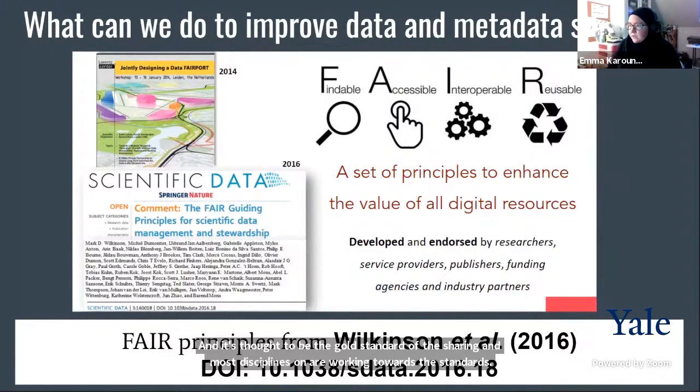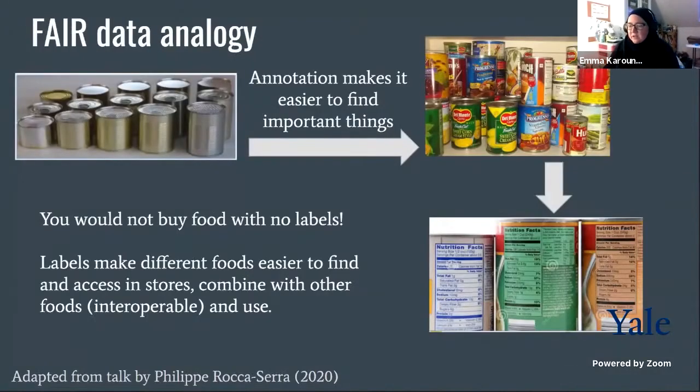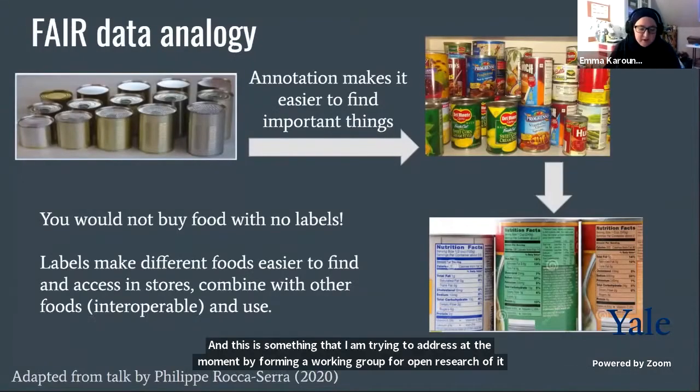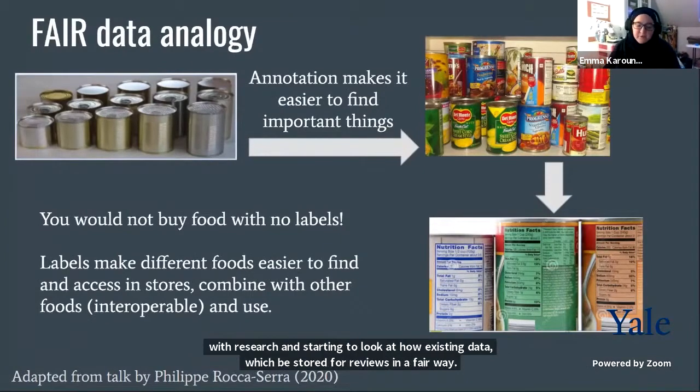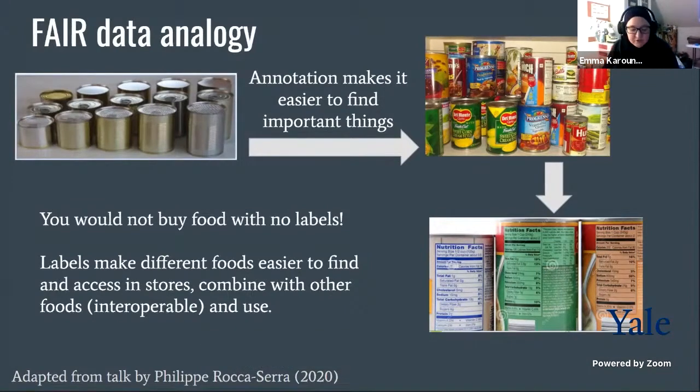So I just wanted to give you a bit of an analogy about FAIR data to explain it a bit more. My analogy includes food cans. You would not be very happy if you went into a supermarket that was filled with cans that didn't have any labels. Food cans are packaged in different ways and contain important information about the content.